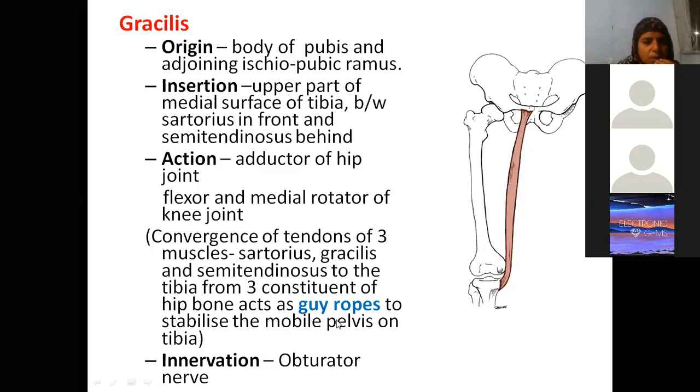So innervation is obturator nerve. So now see, insertion we know. Action, it is adductor of hip joint, flexor and medial rotator of knee joint. Convergence, we know these 3 muscles, gyropes.